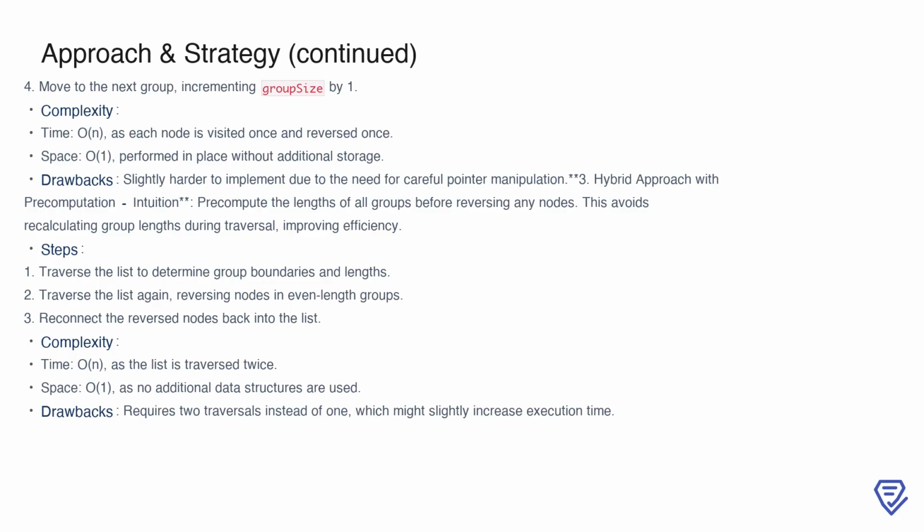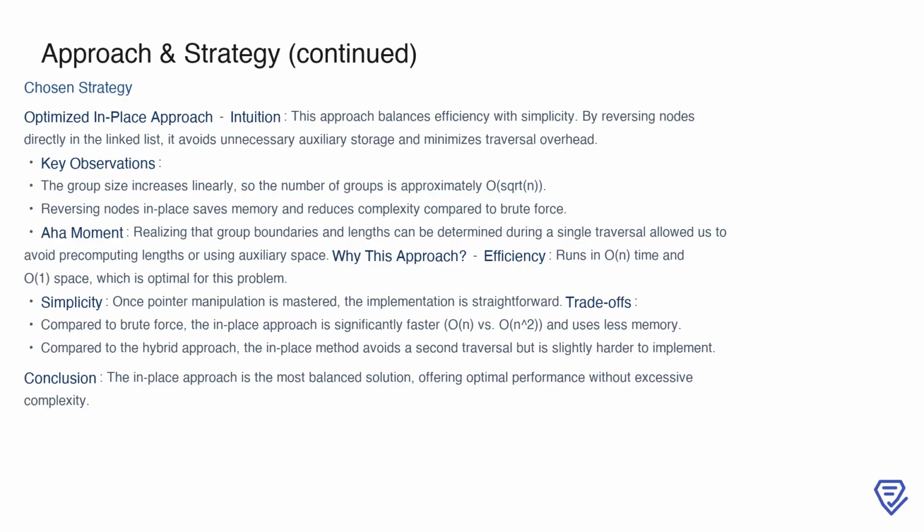While it avoids recalculating group lengths during traversal, the additional pass adds a small overhead, making this approach less appealing overall. Ultimately, we chose the optimized in-place approach as the best strategy for this problem. It strikes an ideal balance between efficiency and simplicity. By reversing nodes directly within the linked list, we avoid the need for auxiliary storage and minimize traversal overhead.